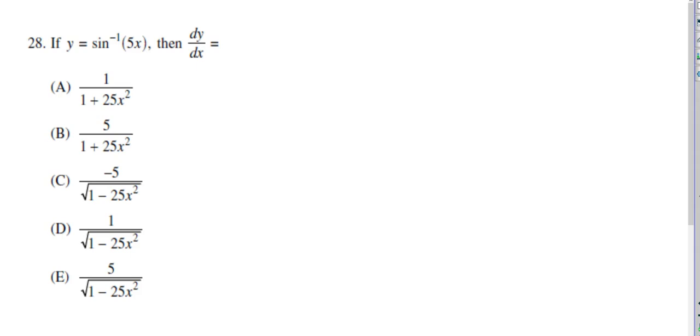Okay, so notice you need chain rule here. Outer is inverse sine or arc sine. Inside is 5x. So let's just recall the derivative of the parent function, arc sine of x. So remember, both arc sine and arc tan start with 1 over. Sine starts with s, so square root and subtraction, right? And then 1 comes before 2, right? So there is the derivative of the parent function.